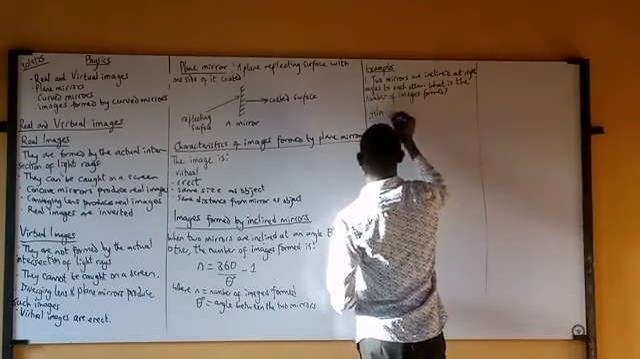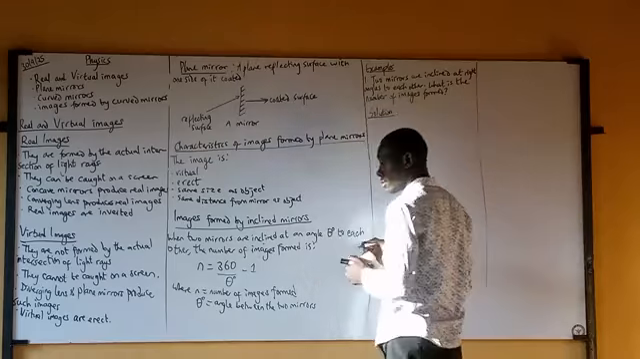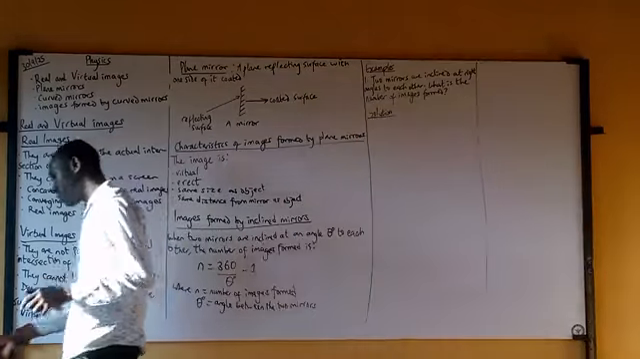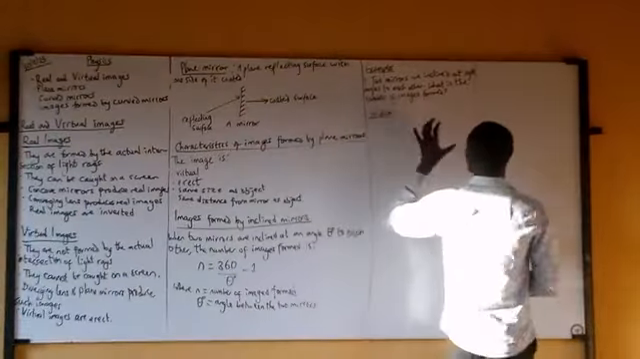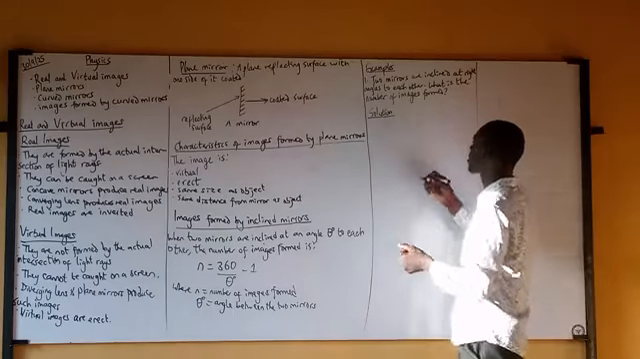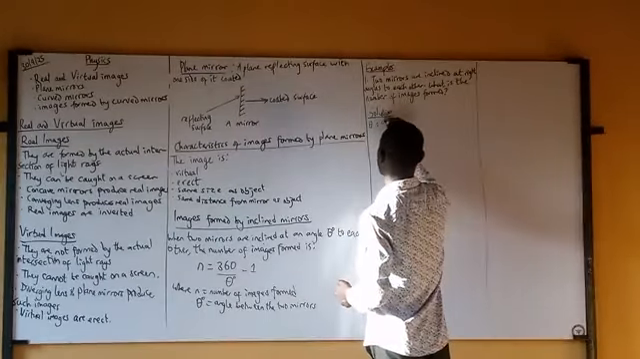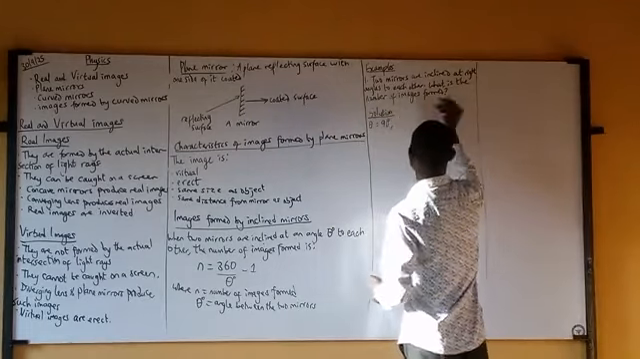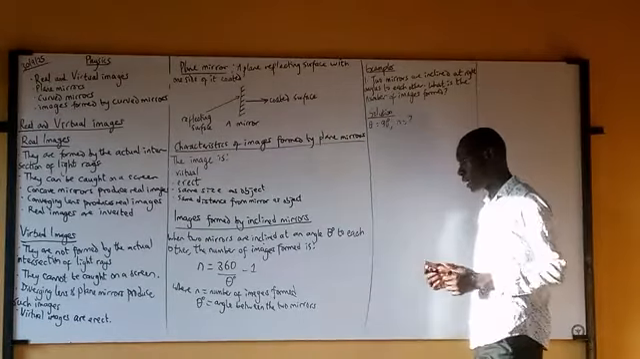So to do this, let's write down our parameters, the things we are given and those we do not have. Looking at the question, we have two mirrors. They are inclined at right angles. Right angle, that's 90 degrees. So we have our theta to be 90 degrees. What is the number of images formed? We have to look for n.